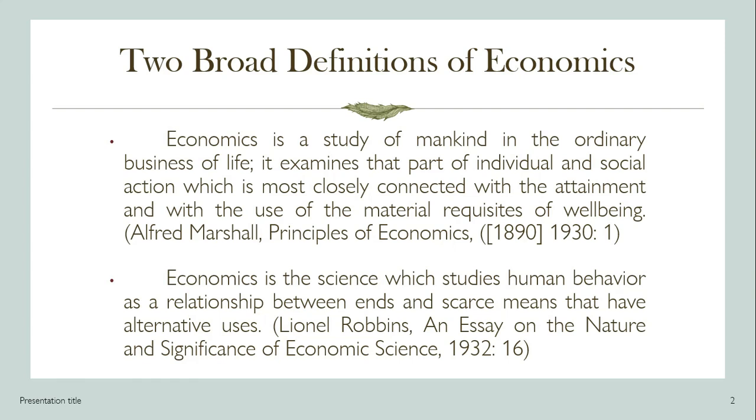The second definition, according to Lionel Robbins, states that economics is the science which studies human behavior as a relationship between ends and scarce means that have alternative uses. These two definitions, the first stressing material well-being and the latter efficient allocation, recall two of the three approaches to economics discussed earlier in this book.